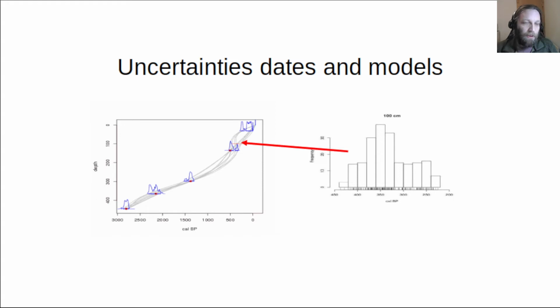Then we end up with 1,000 age-depth models, 1,000 models that translate depths to ages, to point estimates of ages. Now, even if we have an undated depth, where there's no date, we can use those models to produce age estimates for those undated depths anyway. For example, at 100 centimeters depth here, we have 1,000 age estimates for that undated depth. That's an age-depth model with a degree of uncertainty.